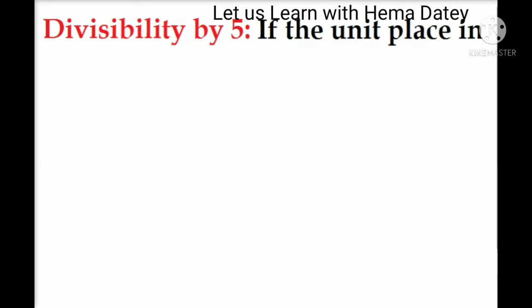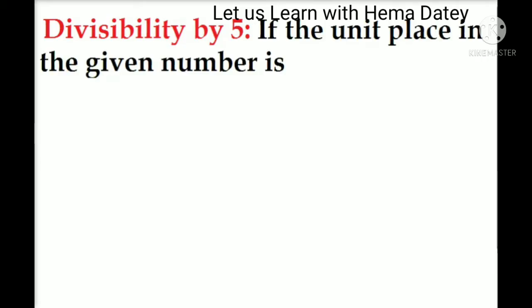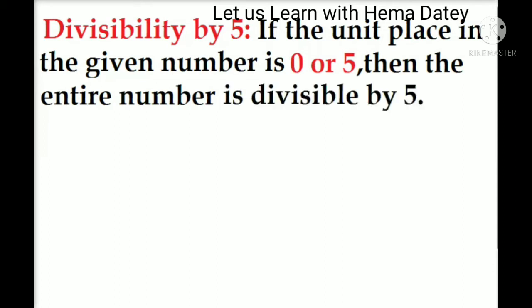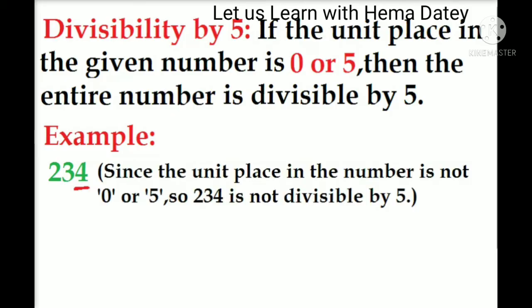Divisibility by 5. It is very easy. If the unit place in the given number is 0 or 5, then the entire number is divisible by 5. Let's take some numbers. 234. The unit place is 4. So obviously it is not divisible by 5. Since the unit place in the number is not 0 or 5, so 234 is not divisible by 5.